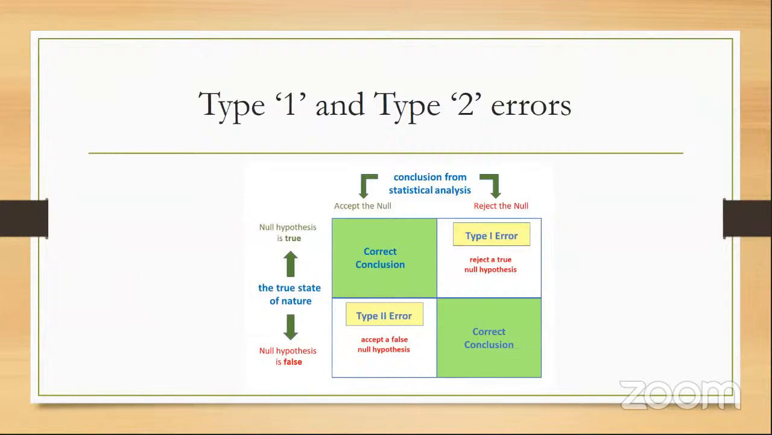Now looking at type 1 and type 2 errors. If the null hypothesis is true and we reject it, it is known as type 1 error. Type 2 error is accepting a false hypothesis. This is known as a false negative. That is, we accept a null hypothesis which is not true, that is type 2 error. We reject a null hypothesis which is true, which is type 1 error.